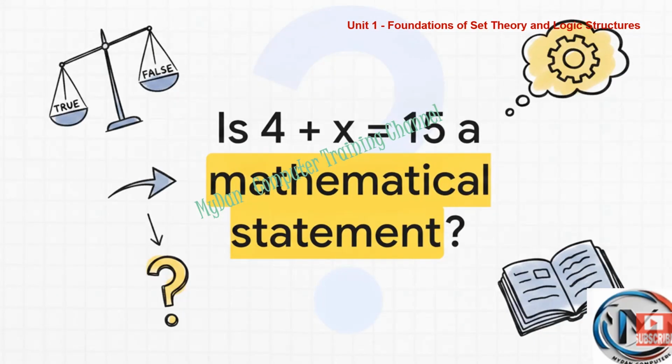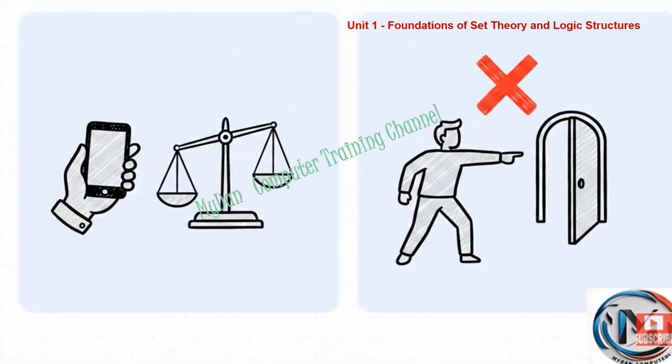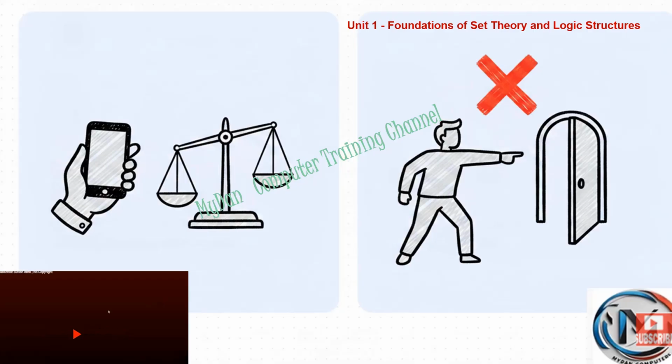Is 4 plus x equals 15 a mathematical statement? Take a second to think about it. I mean, it looks like math, right? It's got numbers, an equal sign, but the answer is actually no. Because it contains that unknown variable x, the sentence depends entirely on what x actually is. Right now, it's neither true nor false. And in the strict language of logic, if a sentence cannot be definitively labeled as true or false, it is not a proper statement.